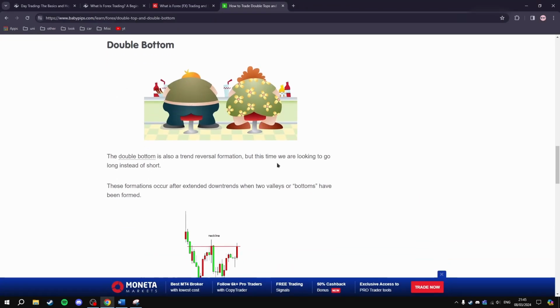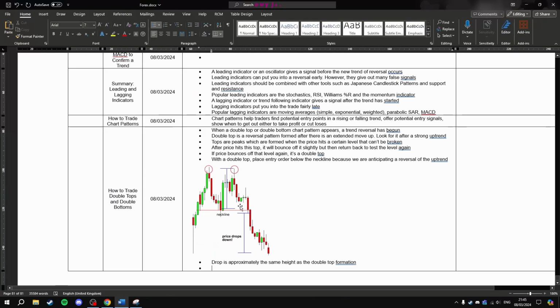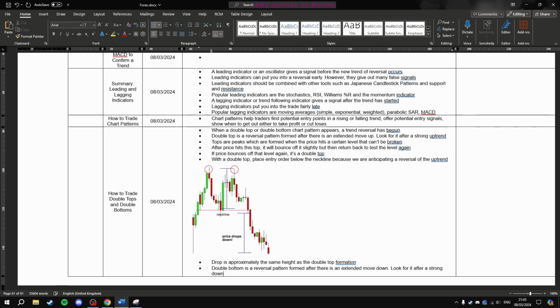Double bottom. The double bottom is also a trend reversal formation, but this time we're looking to go long instead of short. So double bottom is basically the opposite of double top. Double bottom is a reversal pattern formed after there is an extended move down. Look for it after a strong downtrend.